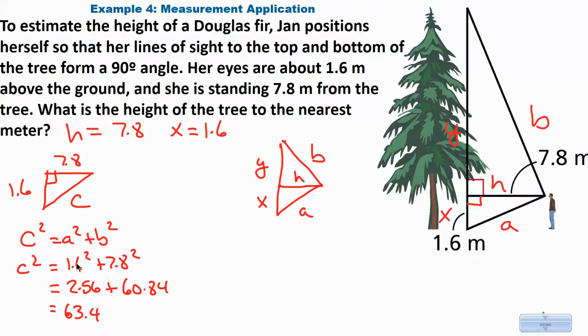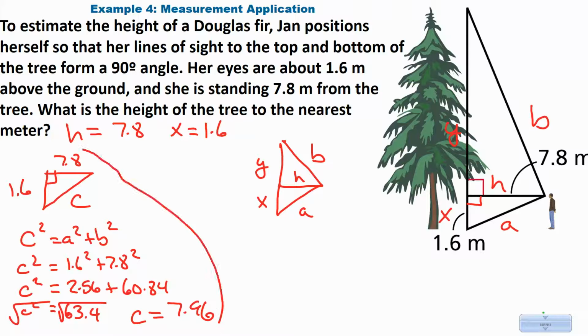All right, so 1.6 squared is 2.56, 7.8 squared is 60.84. Adding those up gives us 63.4. So c squared is 63.4, take the square root, and that gives us c equal to 7.96. Now this c is for this problem right here, just this. That is not this c here. That is a different c.